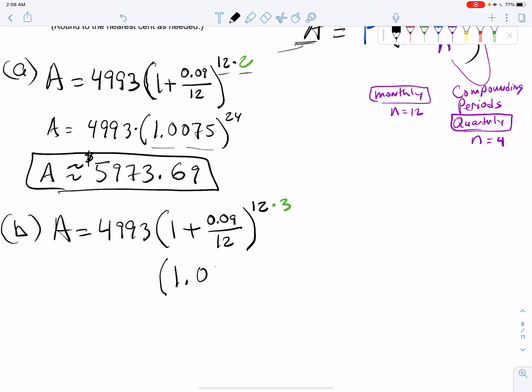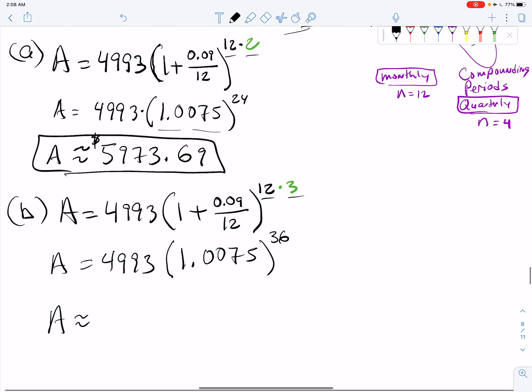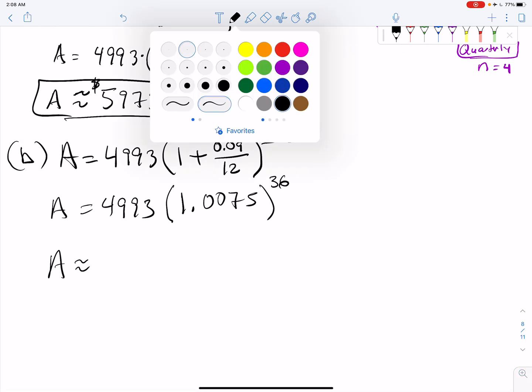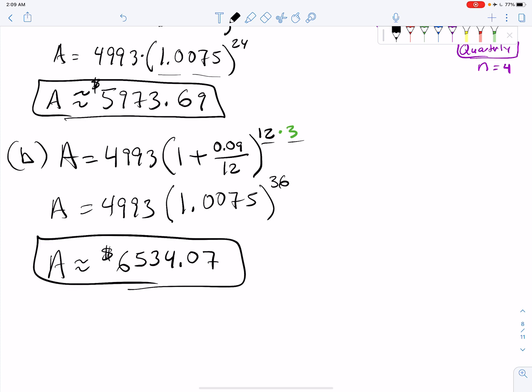We get 1.0075. That gets raised to the 12 times 3 power, which is 36th power. After we do all that, we multiply it by 4,993. Okay, so then when we do that, we raise it to the 36th power, and then we multiply it by 4,993, and we get approximately how much money? $6,534.07. So yep, it did grow more.